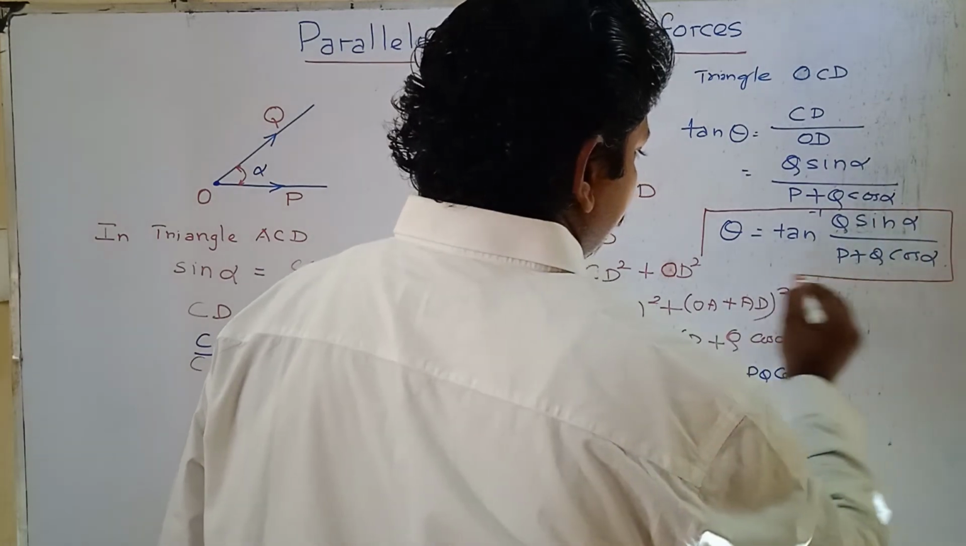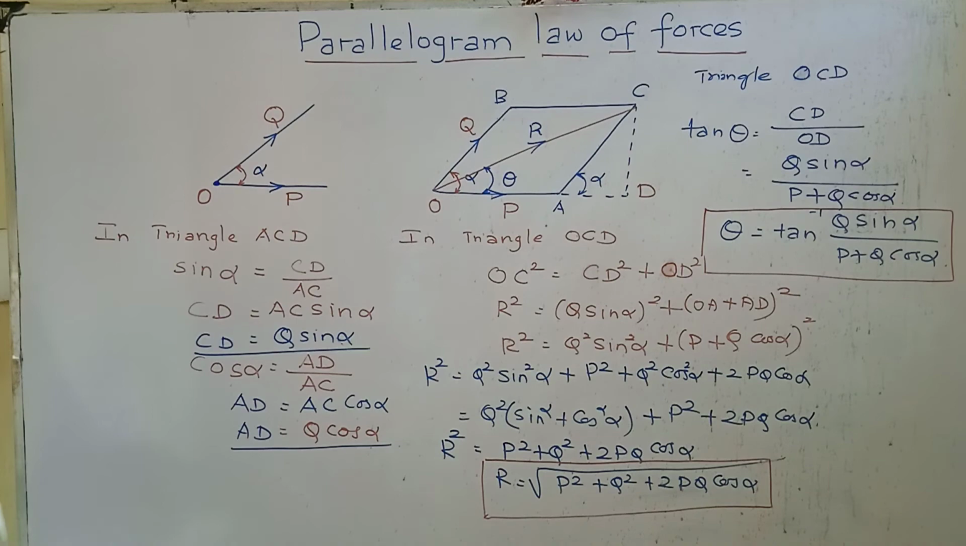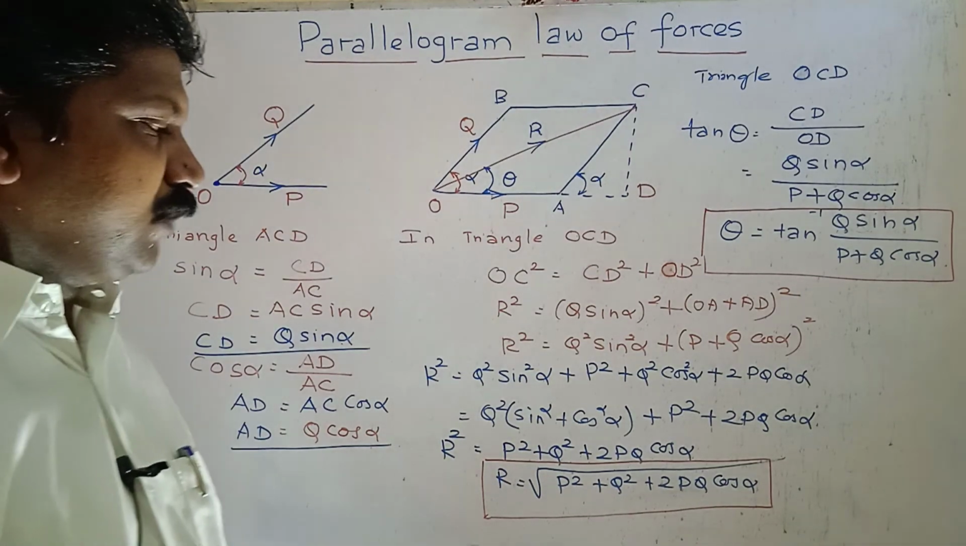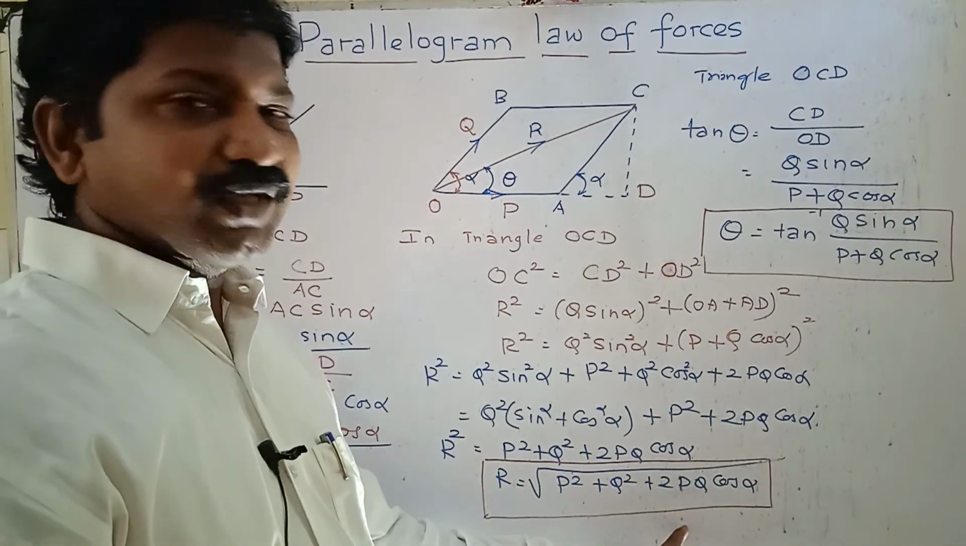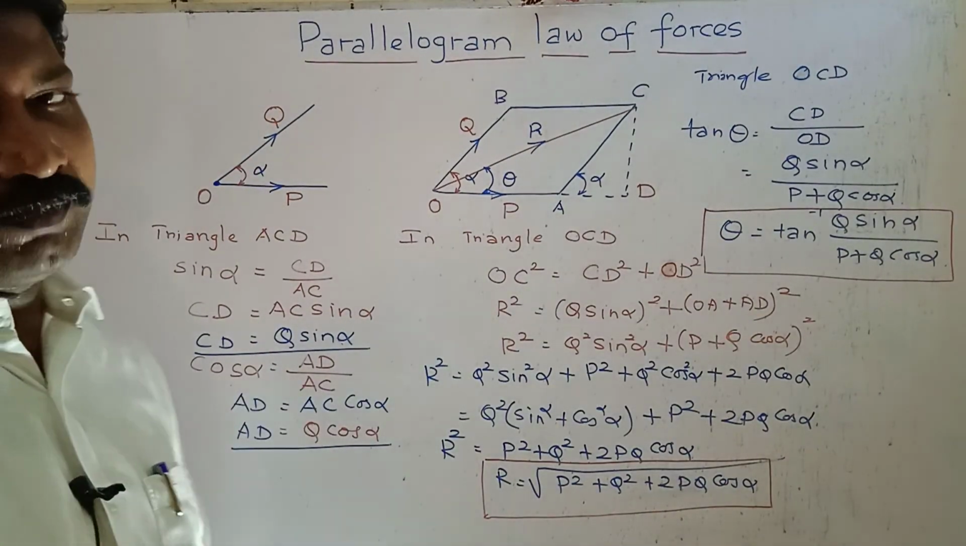So by using the parallelogram law of forces, the resultant force R equals root of P square plus Q square plus 2PQ cos alpha, and theta equals tan inverse of Q sin alpha divided by P plus Q cos alpha.